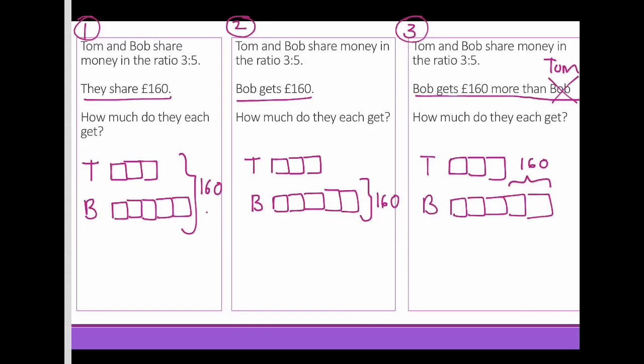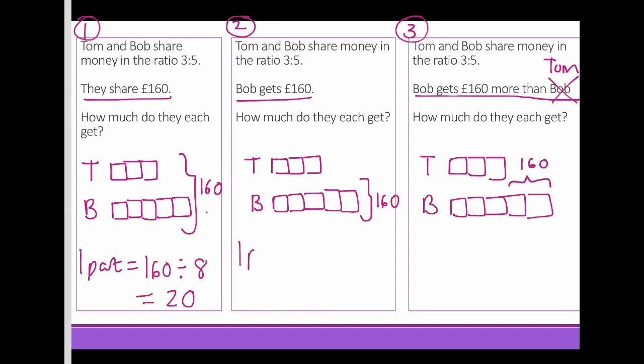Now we go back and we have to find one part. One part's the key bit in ratio. What's one part worth? So one part for the first question, it's 160 divided by, well, how many parts are equal to 160? So if I look, all of these are equal to 160, so there's 8 of them. So I'm going to divide by 8 and 1 part is 20.